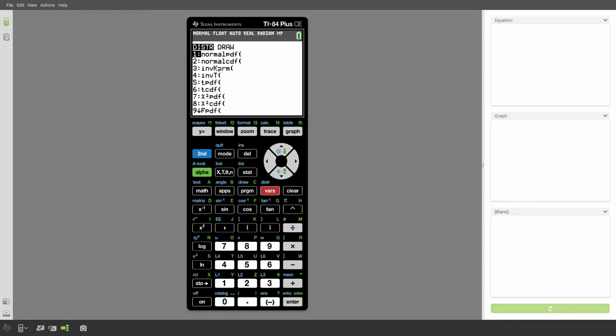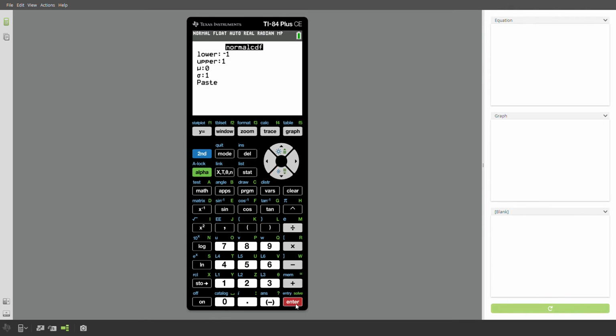You will never use the first one. You will only ever use the second one. The first one, the normal PDF, I don't know why it's there. There really is no point to it. The normal CDF, however, that one, yeah. So that's the command we're going to want to use.